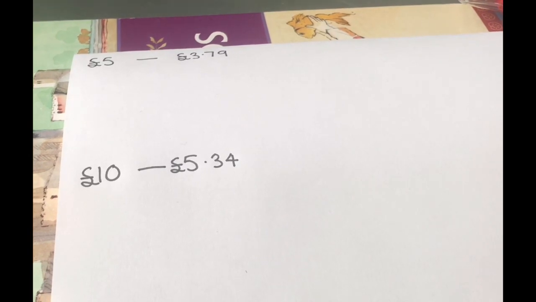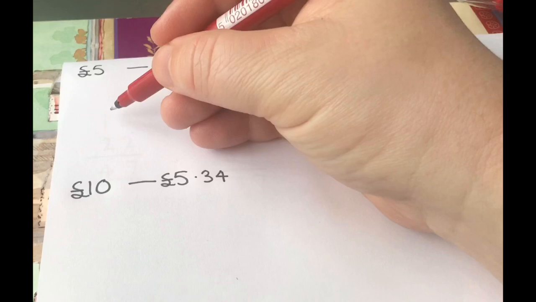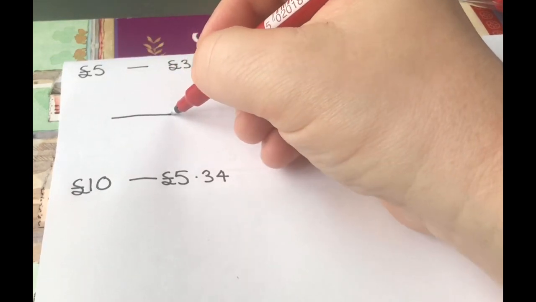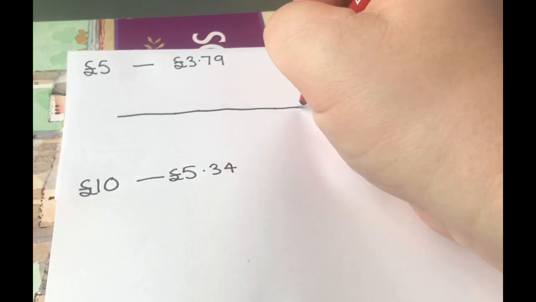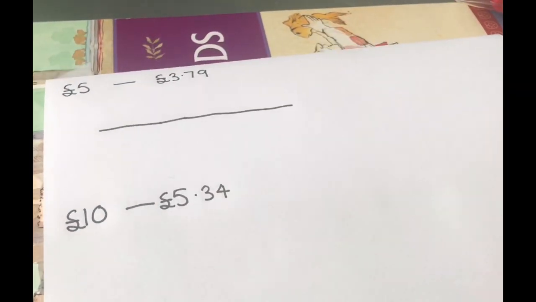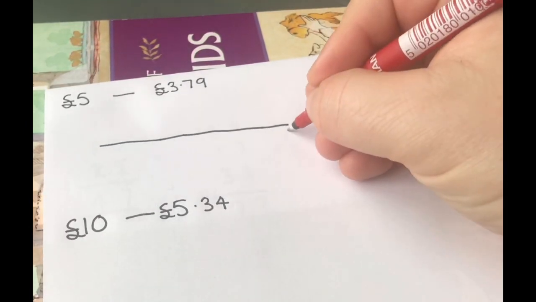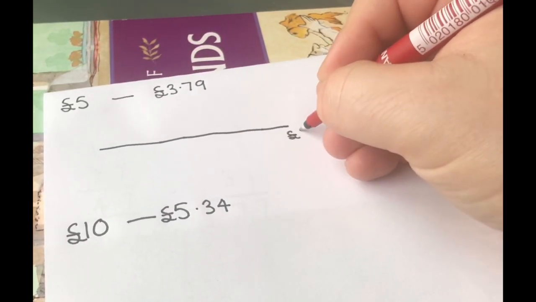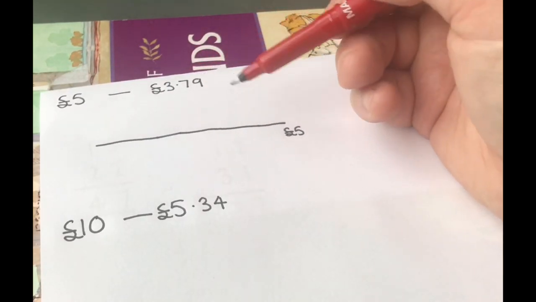Good morning. Today we are subtracting money. What you should use first is a ruler. I'm holding the camera on a tripod, so I won't be using a ruler. And we do a number line. Okay, at the end of the number line, we're going to have £5 because we are spending £5 today, and we're going to see how much change we've got from spending £3.79.